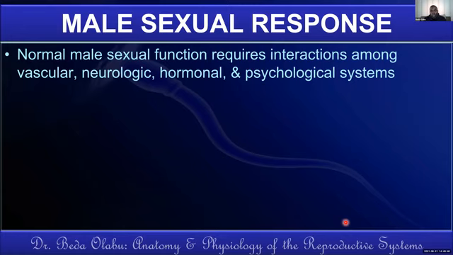A normal sexual function of men will require interaction of some four parameters. The blood vessels, the nervous system, the endocrine system, and basically the mentation, the mind of the person.